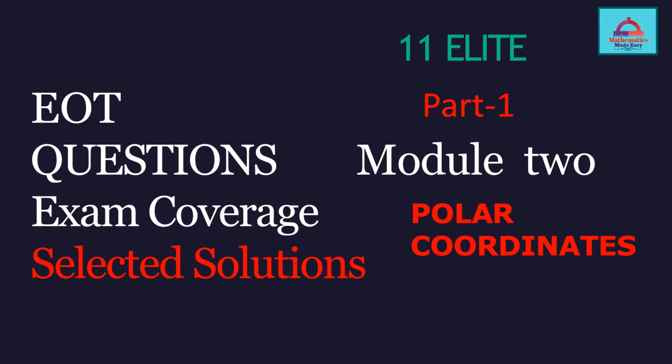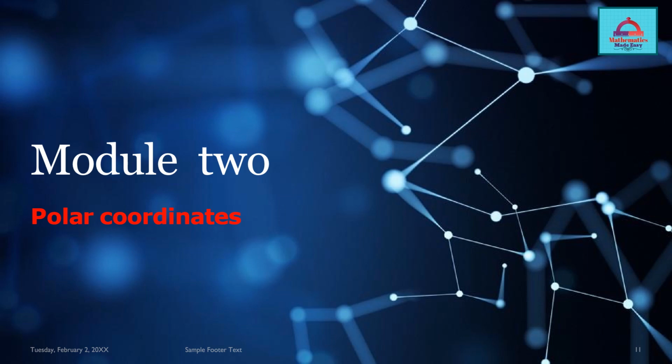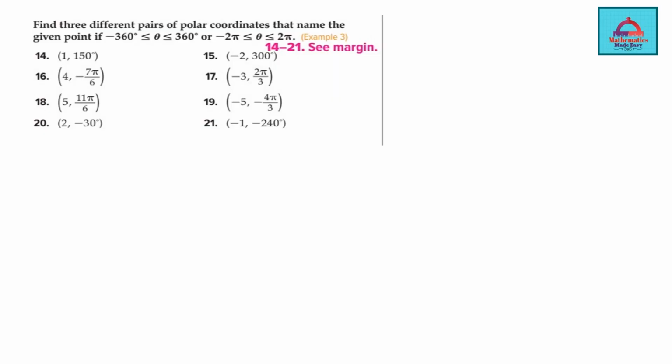So in this video we are covering module 2 polar coordinates, and let's get started with the important questions. Okay, so here you need to find three different pairs of polar coordinates that name the given point between the range theta lying between minus 360 to plus 360, or theta lying in radians between minus 2 pi to 2 pi radians.